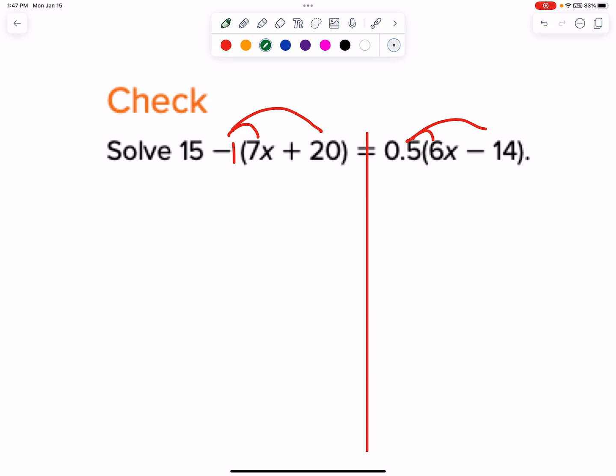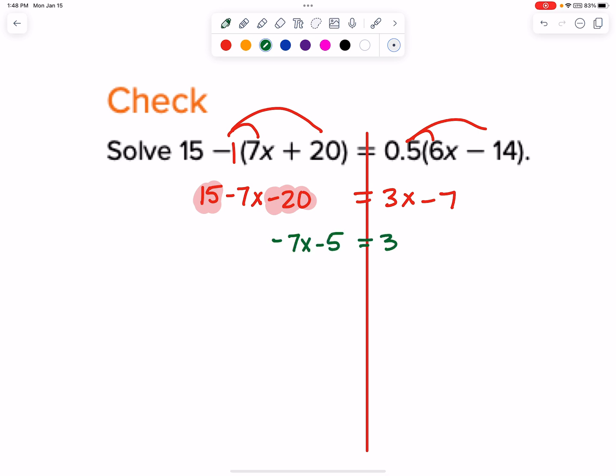Okay, so distributing to get rid of our parentheses here, I have a 15 minus 7x minus 20 equals half of 6x is 3x minus 7. Okay. All right. And then we can combine some like terms here. I just have my constants, and that's it. So -20 and a 15 puts us at -5. So we have a -7x minus 5 equals 3x minus 7.